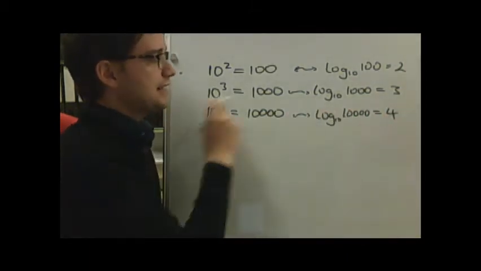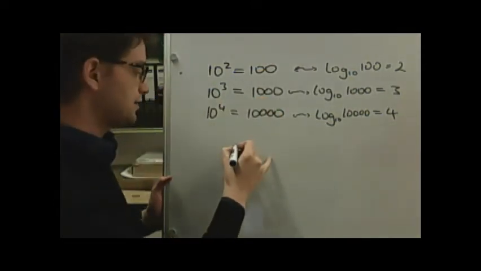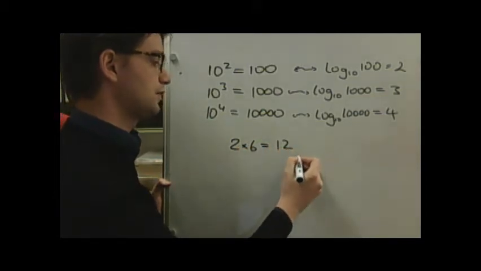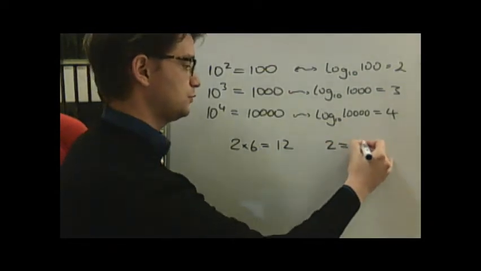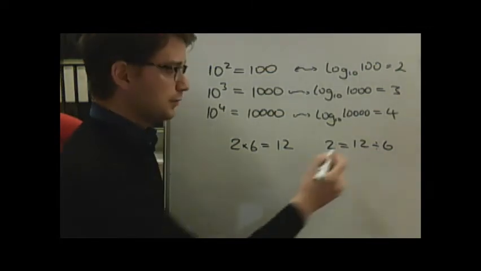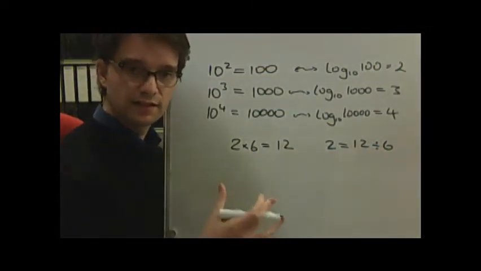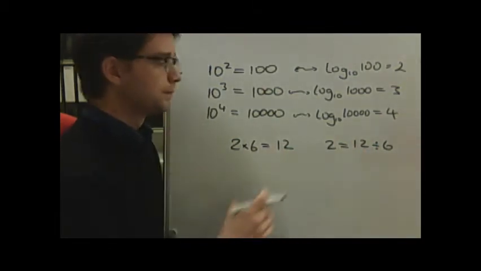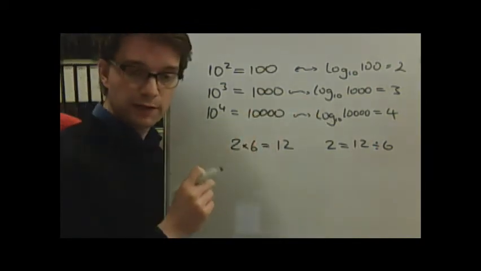Each one of these pairs of statements is saying the same thing, in exactly the same way as 2 times 6 equals 12 is saying exactly the same thing as 2 equals 12 divided by 6. The number relationships being described by these two sentences are the same. The same relationship is being described in two different ways. Logarithms are just a different way to describe this powers relationship.